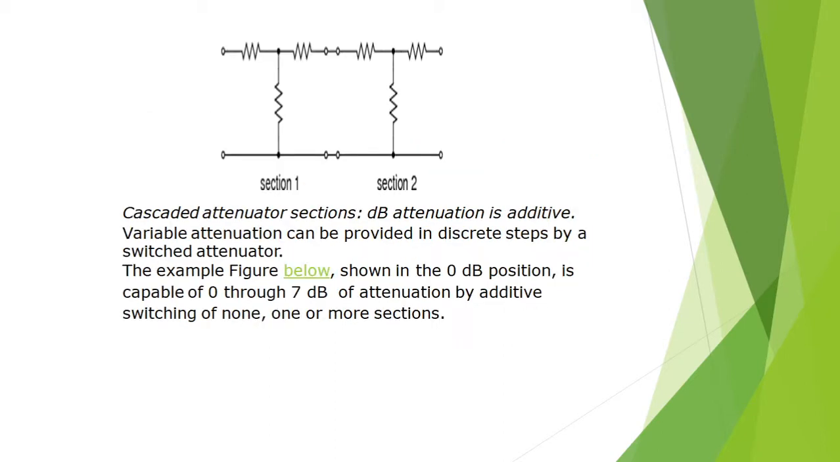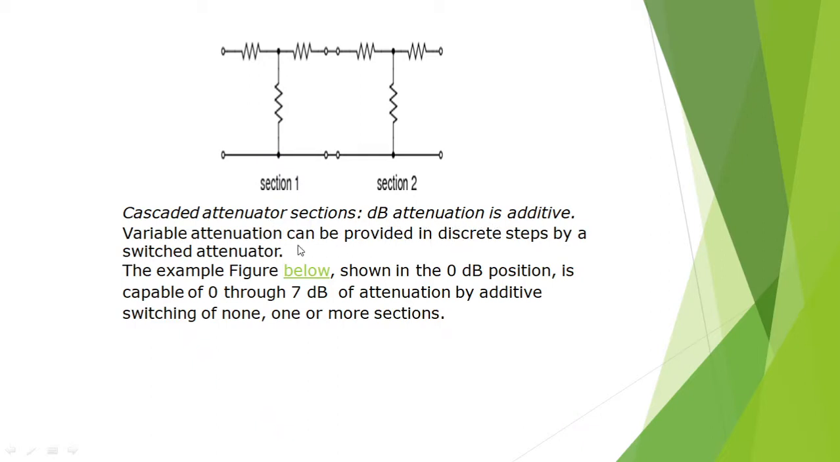So here is a simple figure showing section 1 and section 2 of the two T networks which are added. You can see these two T networks added, and we can call it a cascade connection. It looks like a pi connection. In cascaded attenuator sections, the dB attenuation is additive.